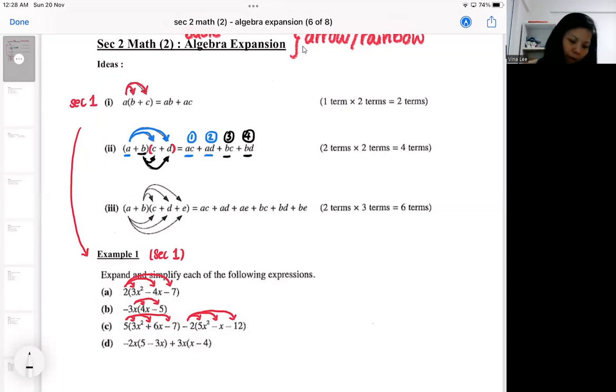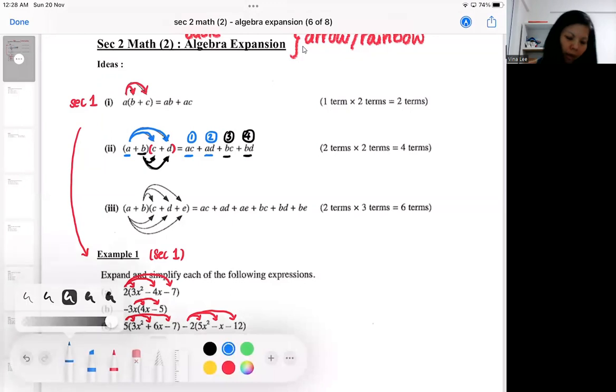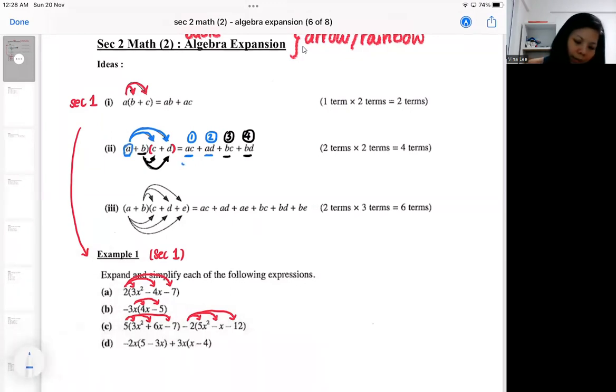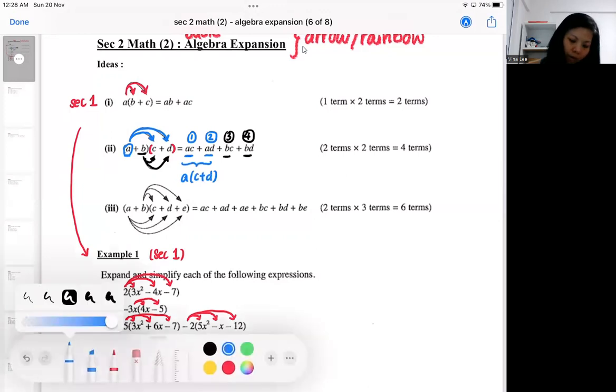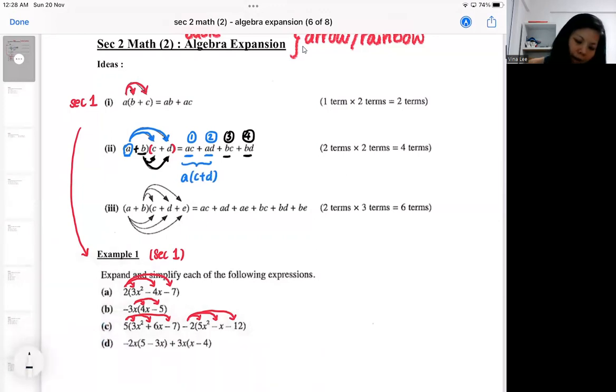For some of you, you may want to see it in this way, so this is an option. For the first guy, multiply to the bracket. Then the second guy, multiply to the bracket. Some of you might prefer to do it that way so that you don't have careless mistakes.